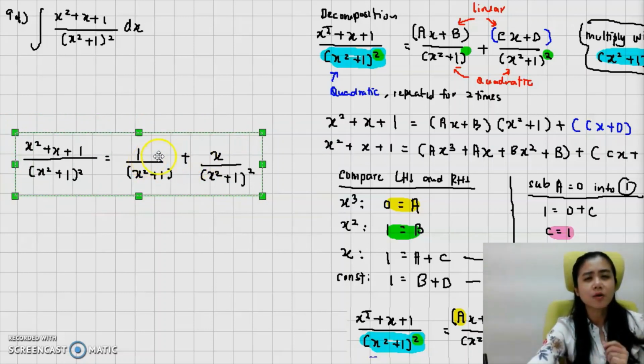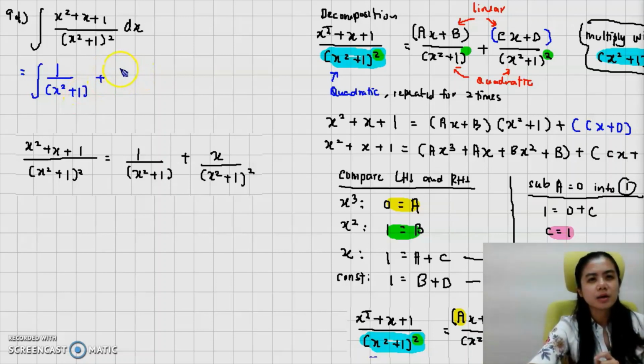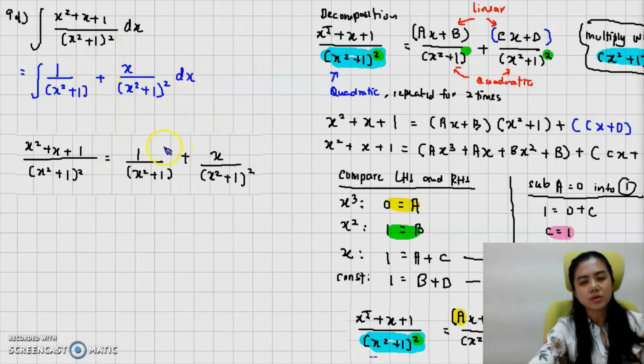So that is the result of decompositions. Let's just write the result of decompositions into here. So this is equal to this. So we have 1 over x squared plus 1. And this is actually x over x squared plus 1 square dx. Okay, so let's use the result of this decomposition and sub it here. And I don't need this anymore.